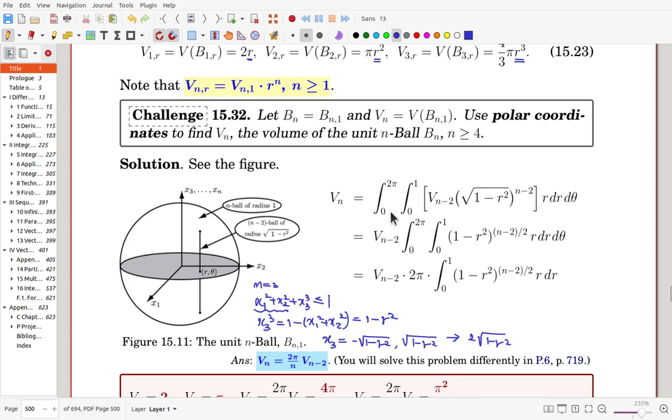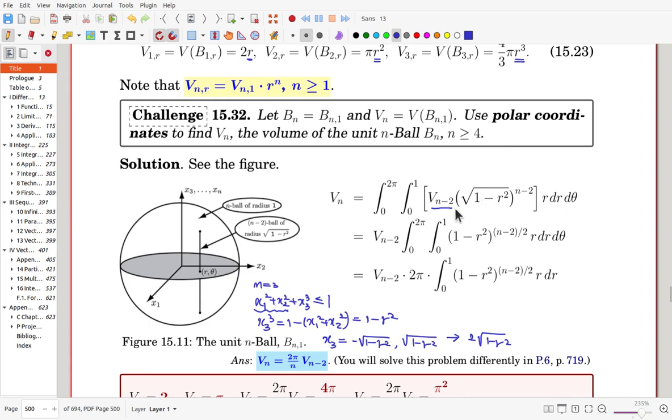So that is now from 0 to 2 pi in polar coordinates. The radius is moving from 0 to 1. And there is the volume of an n minus 2 ball, so there is a V n minus 2, and radius square root of 1 minus r squared, so this quantity to the n minus 2 power. And here in polar coordinates, the integration must be r dr d theta, right?